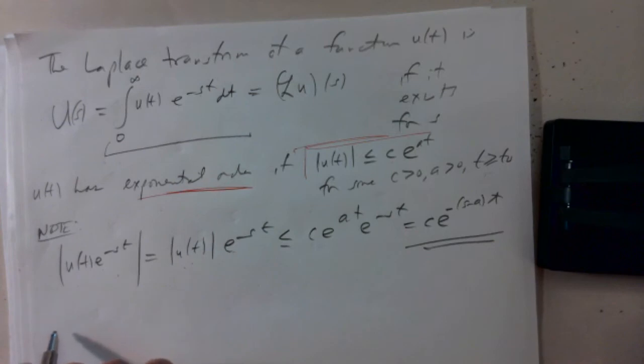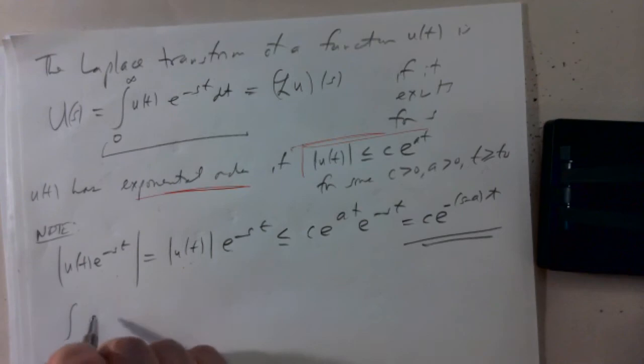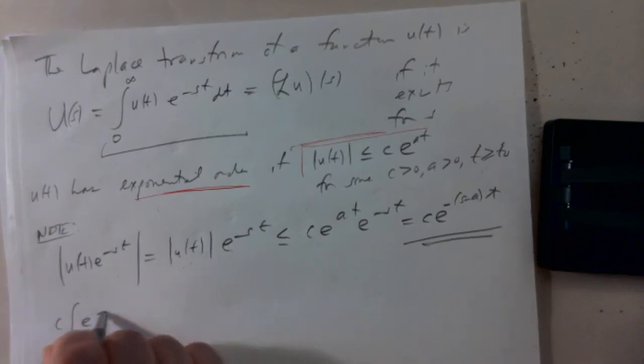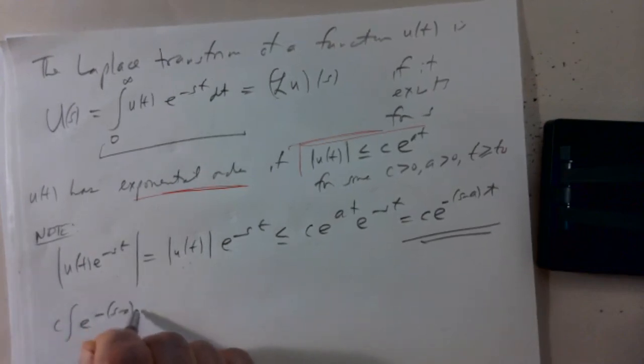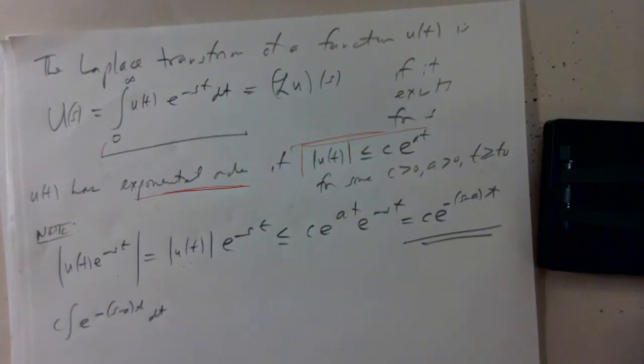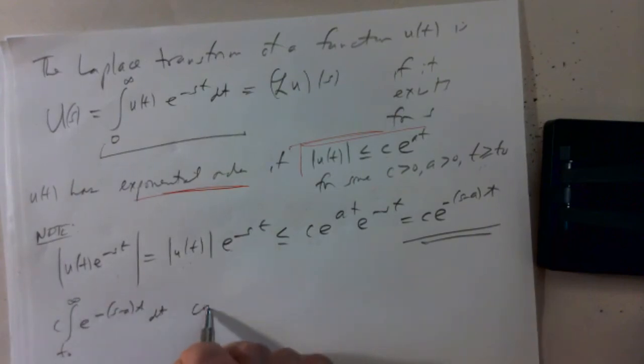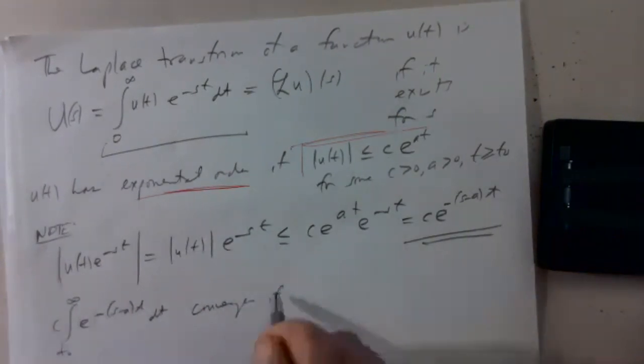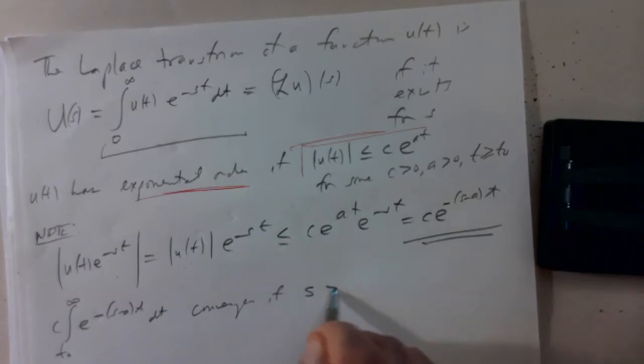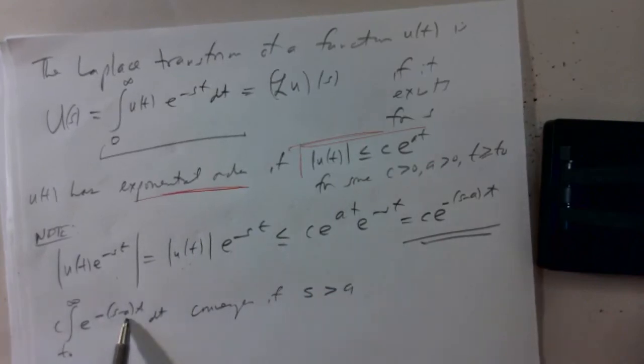And the integral of c e to the minus s minus a t dt, let's say from t naught to infinity, converges if s is greater than a. If s is greater than a, this is a positive constant, and this integral converges.